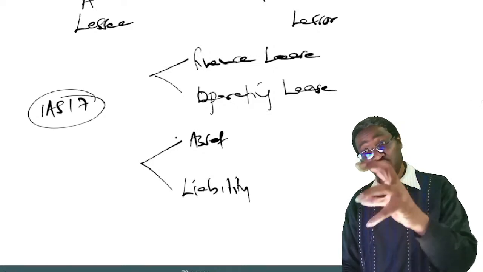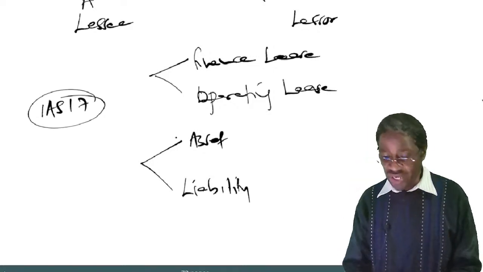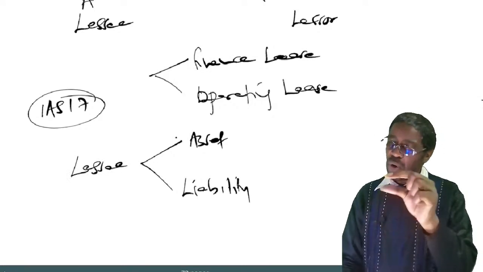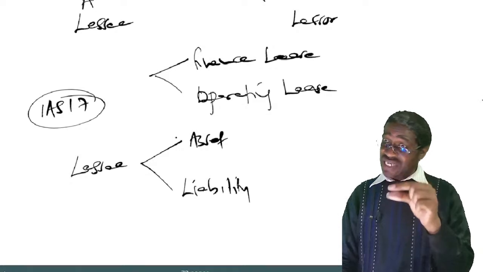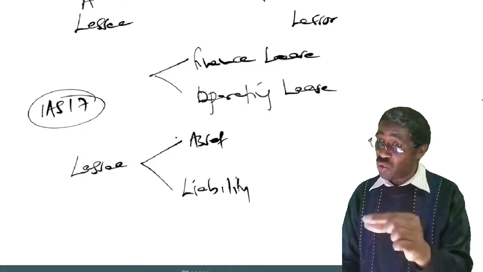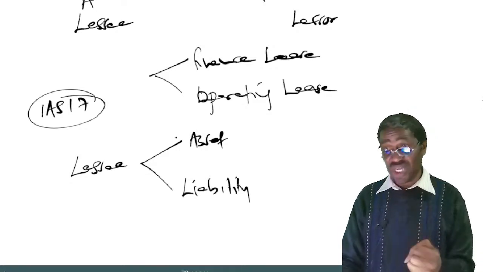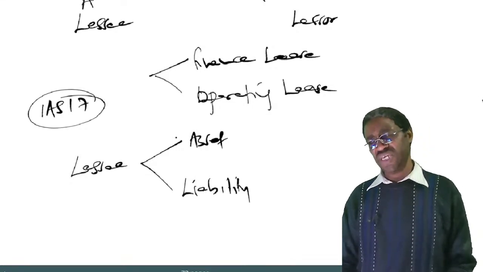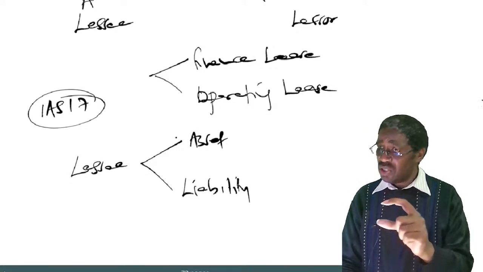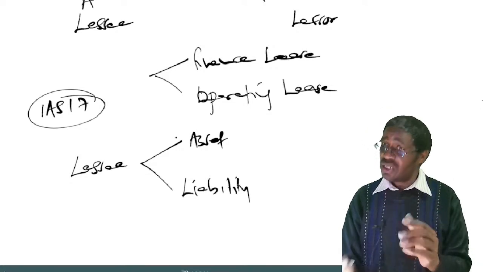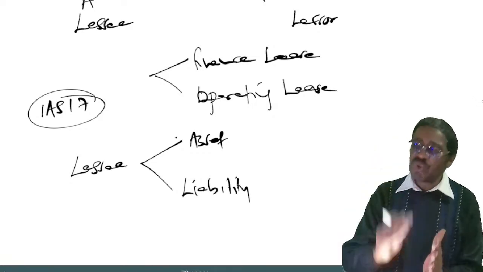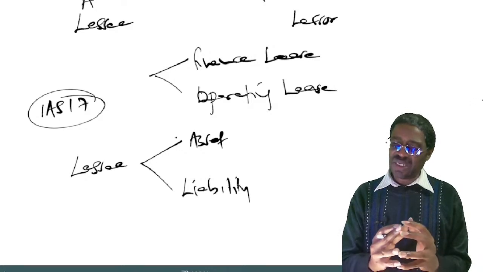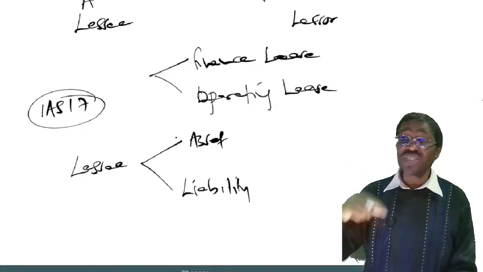So we are saying you as a lessee should recognize the lease both as an asset and as a liability. As an asset because now you have the right to use the asset. As a liability, why should you recognize this lease as a liability? You should recognize it as a liability because you have the future obligation. Remember, you are leasing this asset and you will be paying some installments in the future.